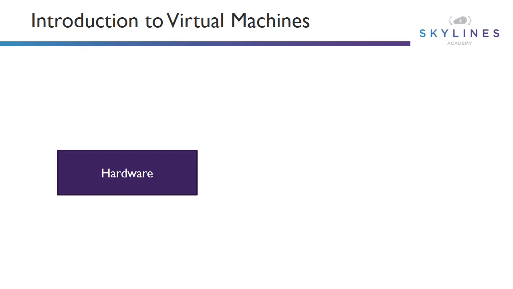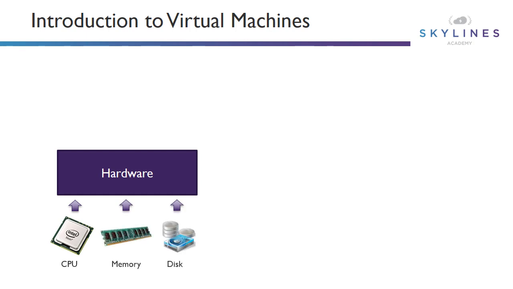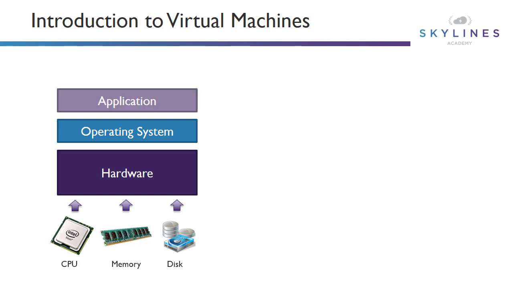For anybody that's not familiar with virtual machines, it helps to just think about how your computer operates. You have some hardware: CPU, memory, and disk. On top of that, you have your operating system, which could be Microsoft Windows or Mac OS. And on top of that, we obviously have our applications that we install.